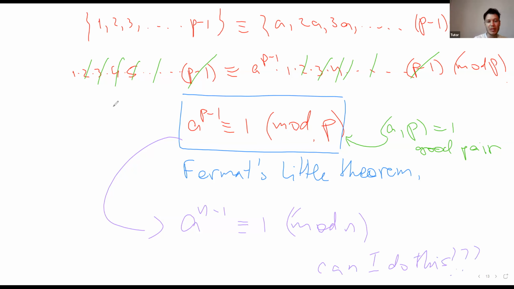Can I do this? Yes or no? Turns out sometimes it could work, but most of the time this is not going to work. Actually, all the time it's not going to work unless n is a prime. If n is a prime, it's going to work. Otherwise, it's going to be trouble. So how can I do this? Well, let's look at a couple examples.